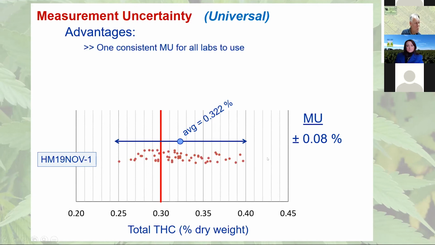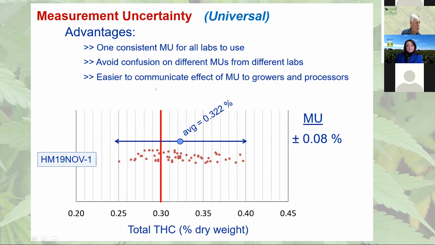So the advantage is one consistent measurement uncertainty for all labs to use, avoiding confusion on different measurement uncertainties from different labs, and it's easier to communicate the effect of measurement uncertainty if only one measurement uncertainty is used.